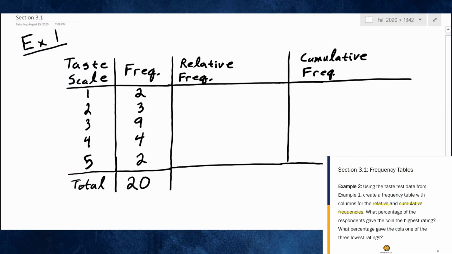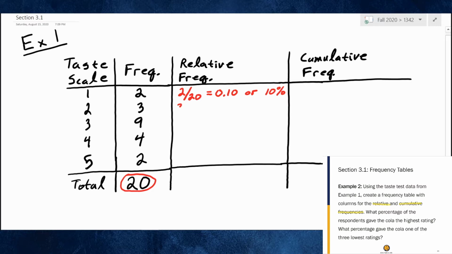So now I've added a couple columns here for relative and cumulative frequencies. And we'll start with the relative frequency. So what I'll do is I'll take the total, that's the total number of responses, and I'll divide each of the frequency numbers by the total. So starting with the first one, 2 divided by 20 would give us the relative frequency. And so when I divide those as a decimal, it comes out to be 0.10. And as a percentage, that would be 10%. So another way to think about that is 10% of the respondents said the taste scale was a 1.